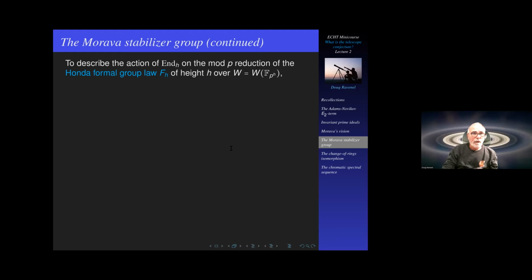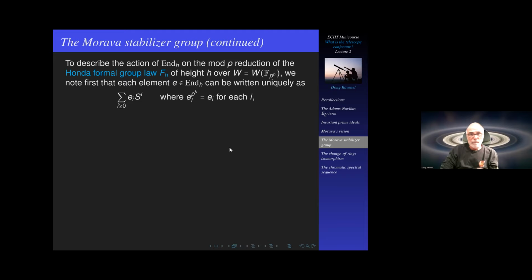Now, I want to describe how this thing acts on the mod p reduction of the Honda formal group law. The Honda formal group law is defined over the p-adic integers, but I want to consider it over this larger ring, the Witt ring W. Any element in this ring that I've just defined can be written uniquely as a power series in S, where each coefficient lives in W and has the property that it's equal to its p^h power. That means that each of these coefficients e_i is either zero or a root of unity, an appropriate root of unity.